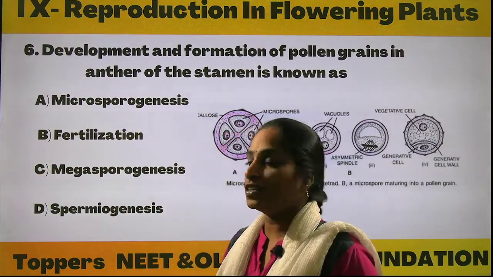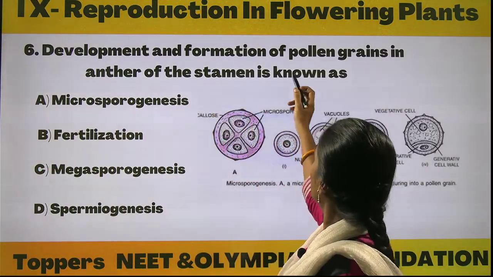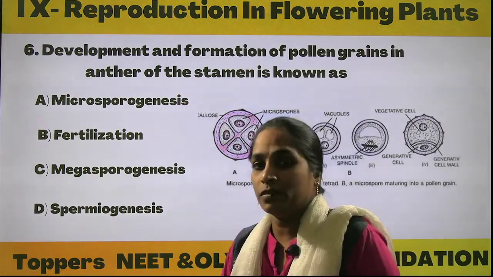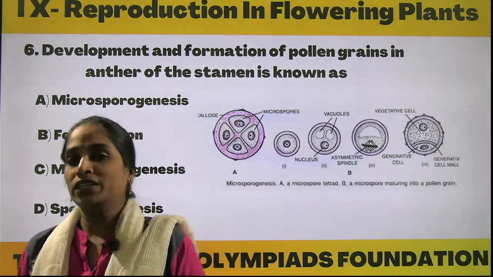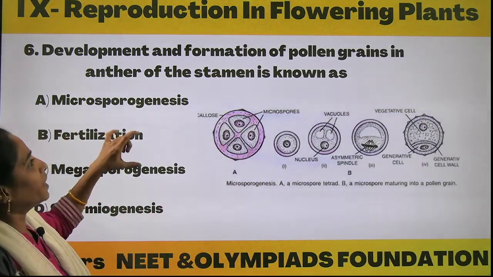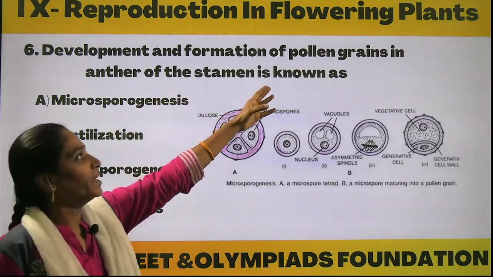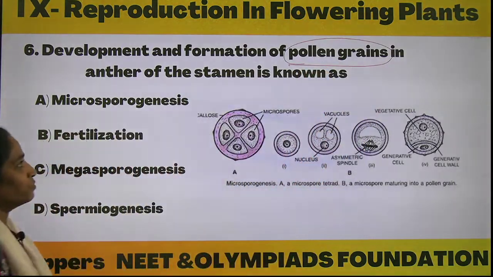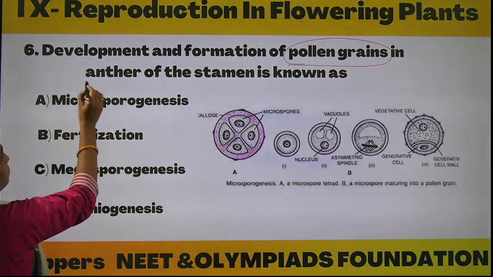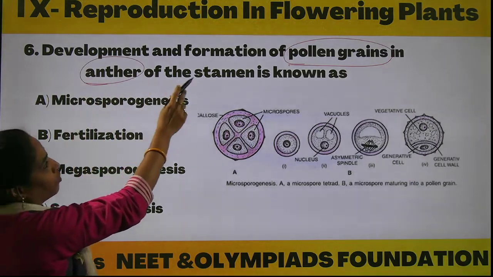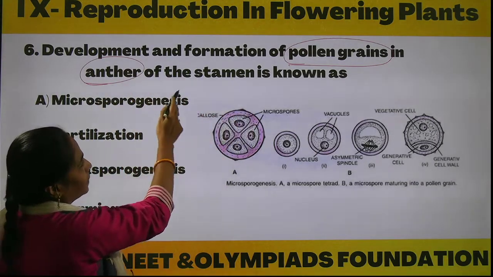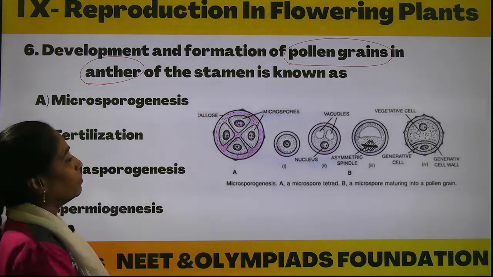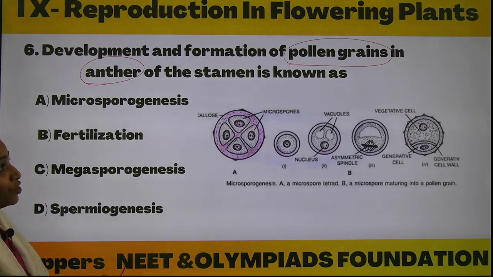What is the 6th question, dears? Development and formation of pollen grains in the anther of the stamen is known as. So here we can observe the development of the male gamete in the flowers. Okay, so what is a male gamete? Pollen grains are the male gametes. Where can we observe the pollen grains? We can observe the pollen grains which are developing in the anther of the stamens. Within the stamens we can observe the formation of male gametes called pollen grains.